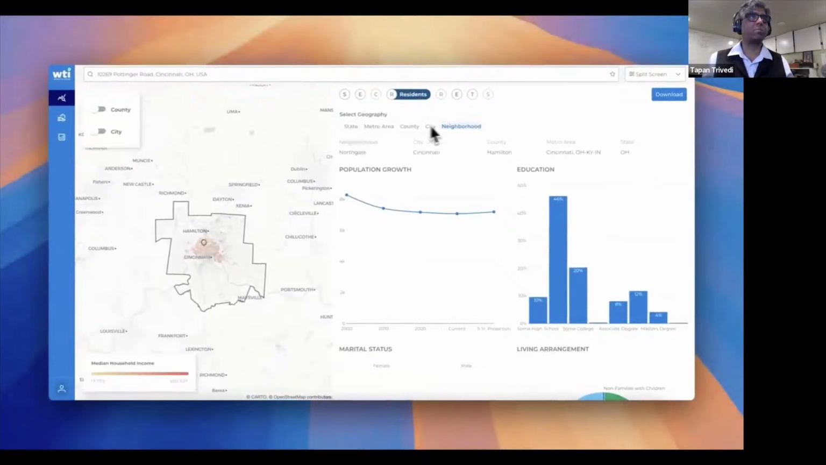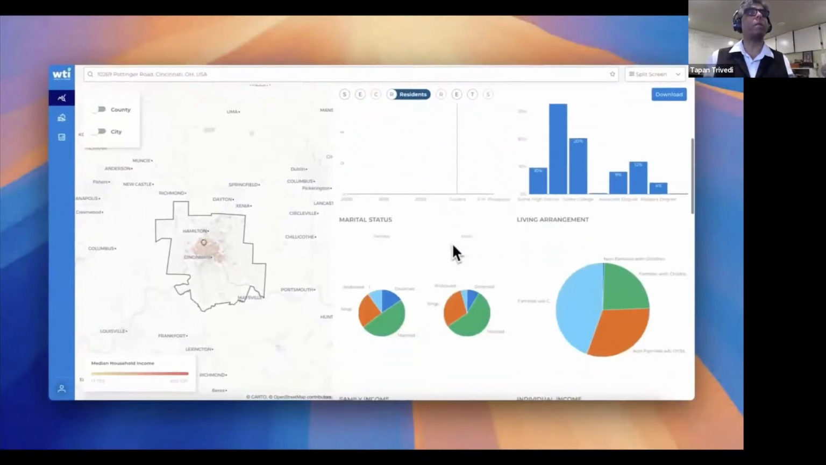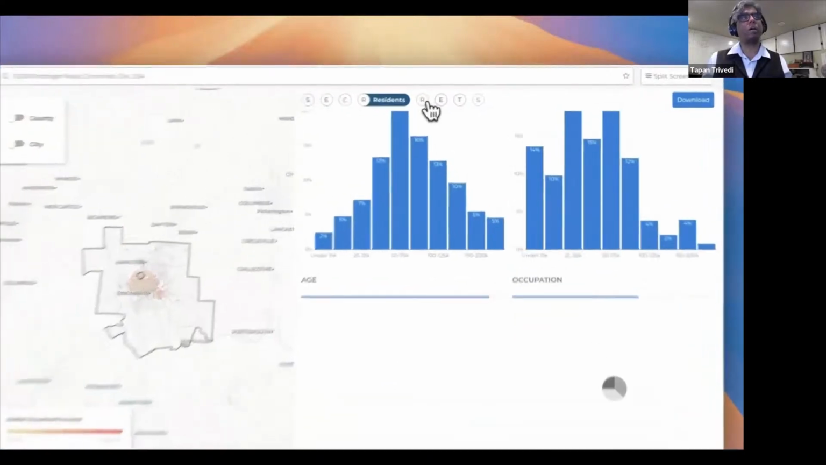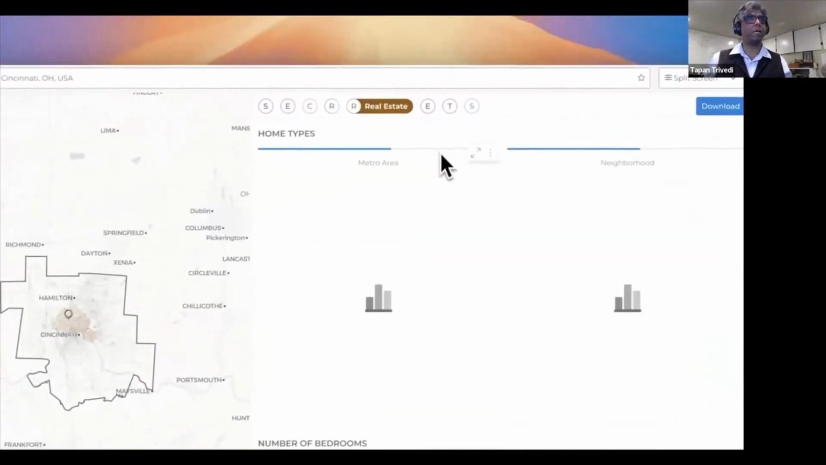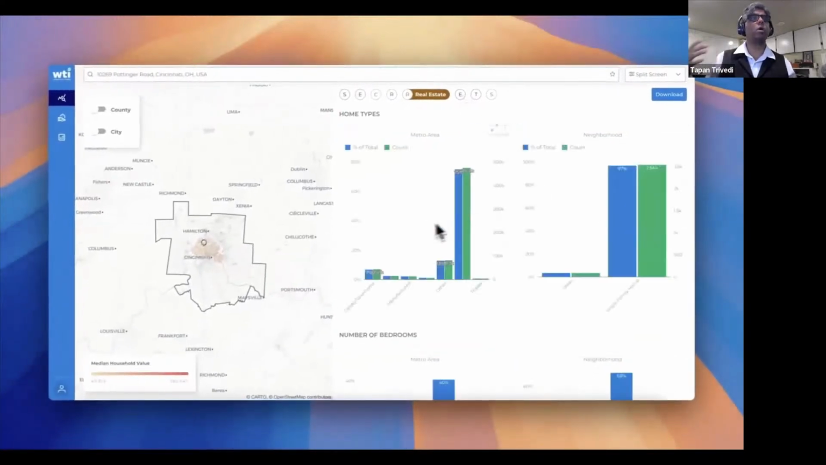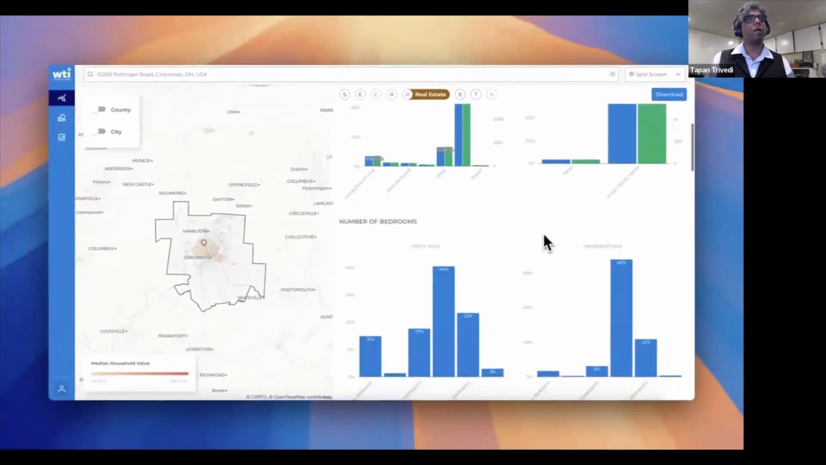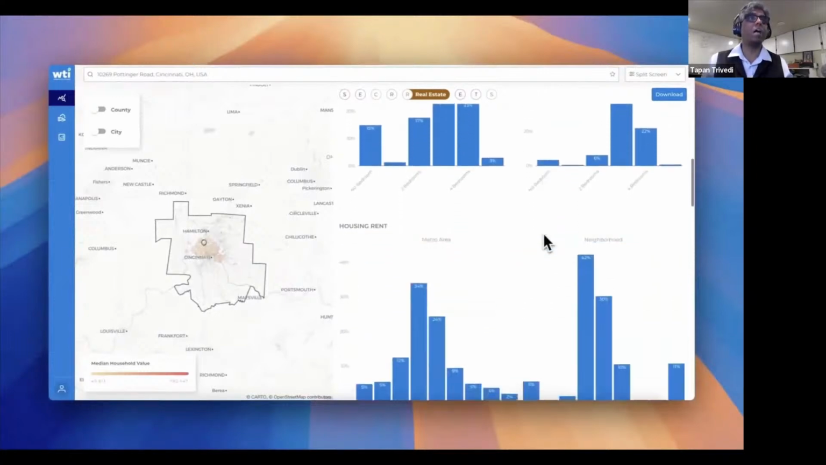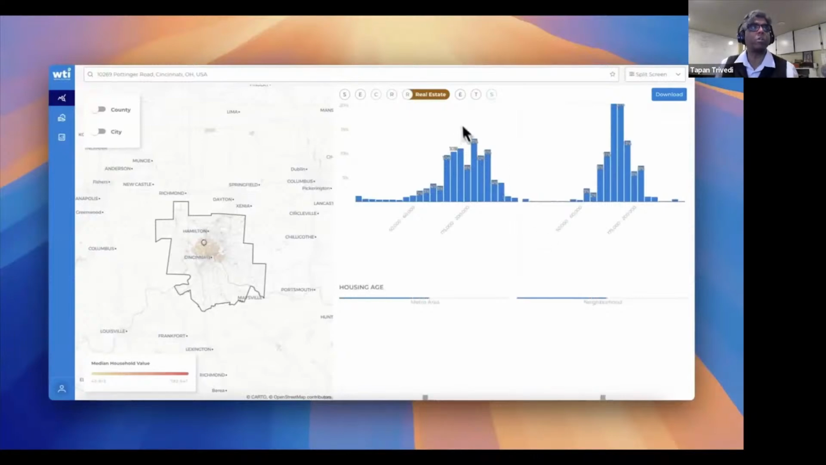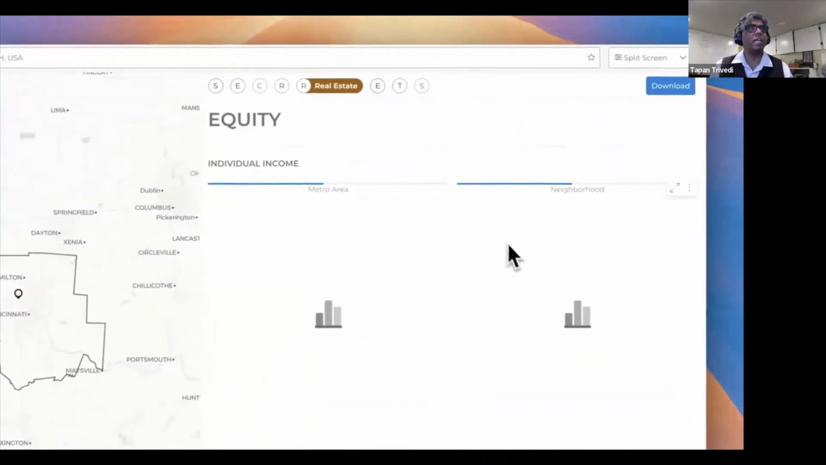This is the residence. What is the tenant pool, or what do the people looking in there look like? Family income versus individual income. For singles, you want to look at family income. And this is the real estate. What kind of real estate is there? What are the rents like? What are the values? What is the age?